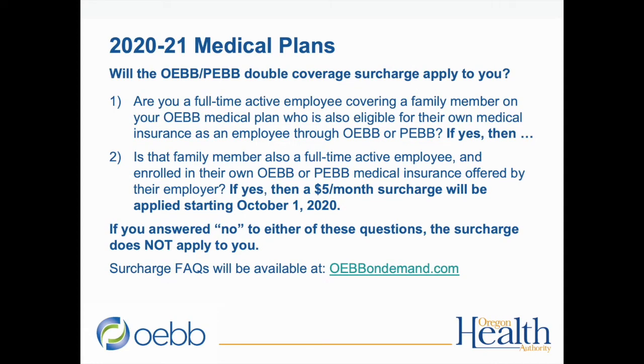So to determine if the surcharge will apply to you, first, are you a full-time active employee covering a family member on your OEB medical plan who is also eligible for their own medical insurance as an employee through OEB or PEB? If yes, then is that family member also a full-time active employee and enrolled in their own OEB or PEB medical insurance offered by their employer? If yes, then a $5 surcharge will be applied starting October 1st, 2020. If you answered no to either of those questions, then the surcharge does not apply to you.